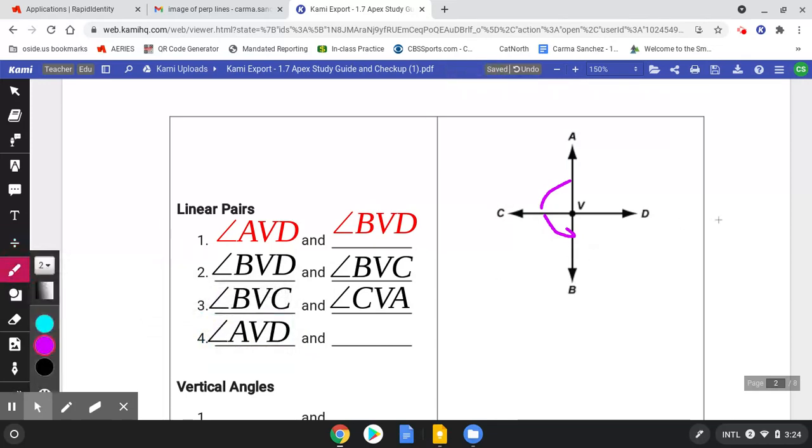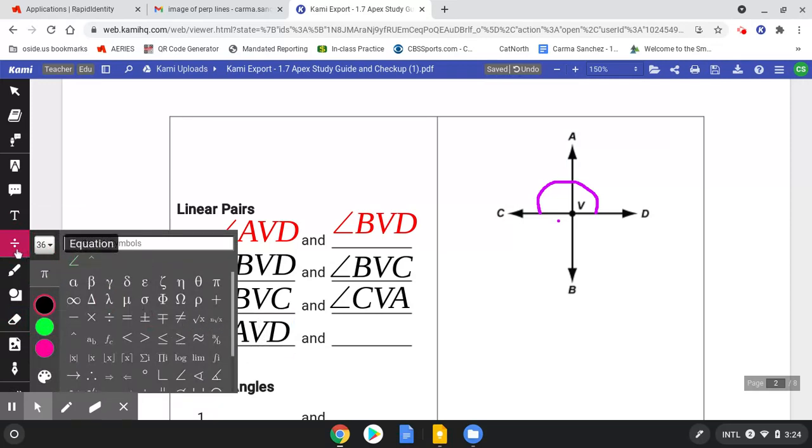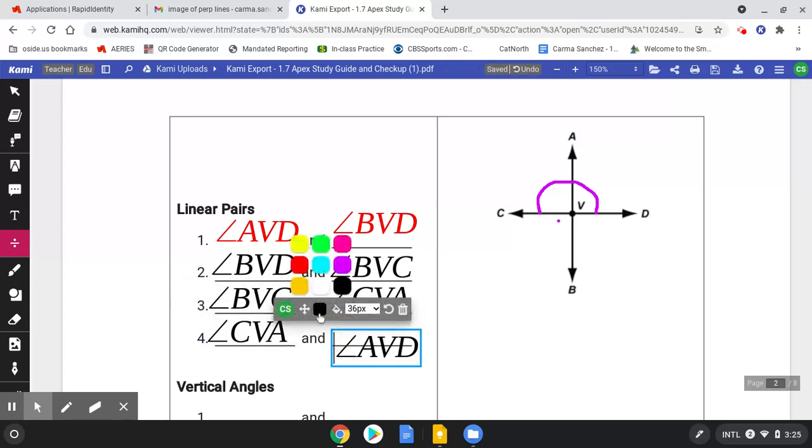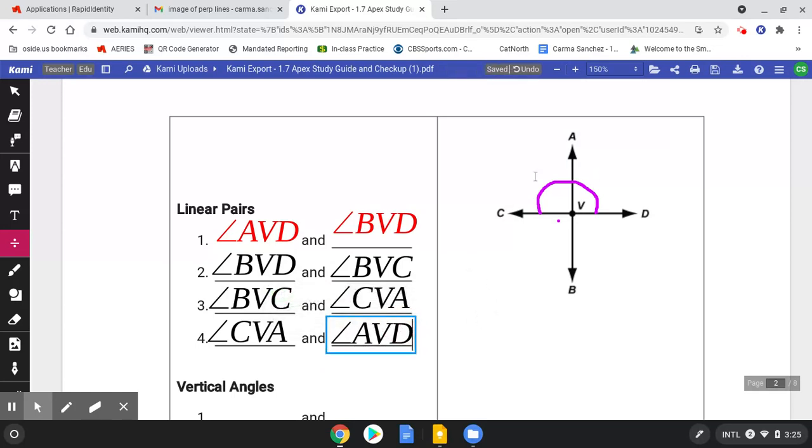And last, we're going to do these two, CVA and AVD. Oh, AVD is already in here. CVA and AVD. Okay, so those are all of our linear pairs that formed making 180.